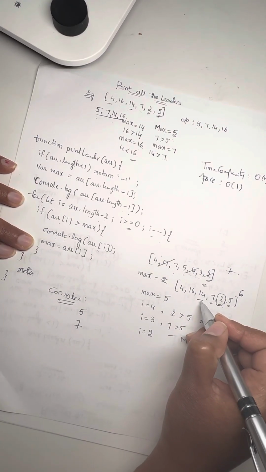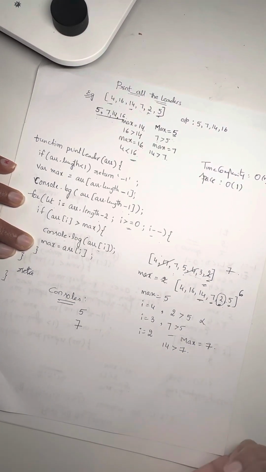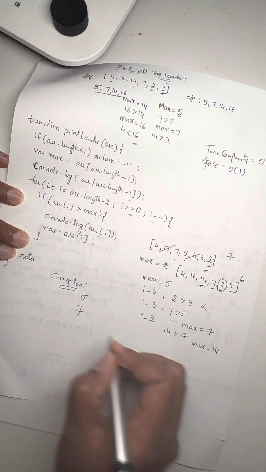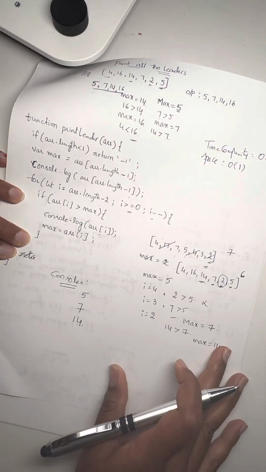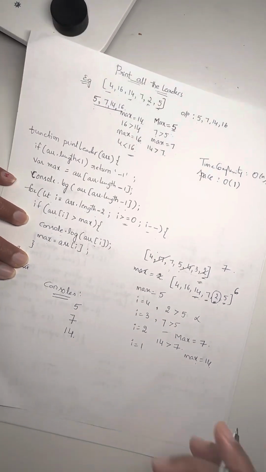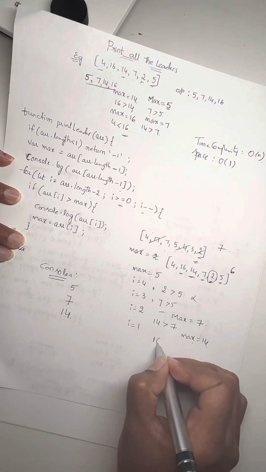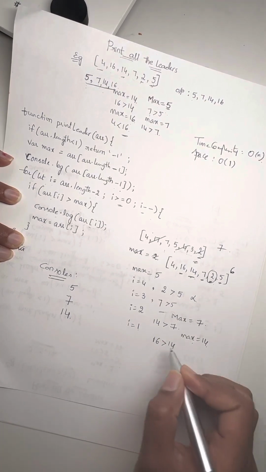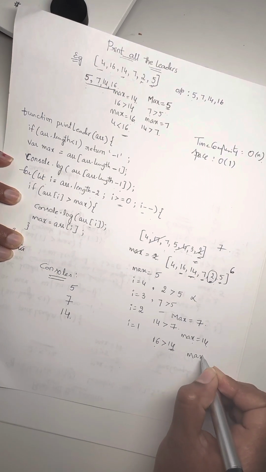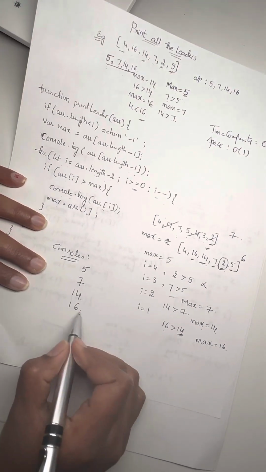So now at array of 2 we have 14. 14 is compared with max and it is greater than the max. So the max becomes 14 and 14 is consoled here. i is decremented. Then at array of 1 we have 16. We check 16 with 14, which is max, and 16 is greater than 14. So the max becomes 16 and 16 is consoled into the console.